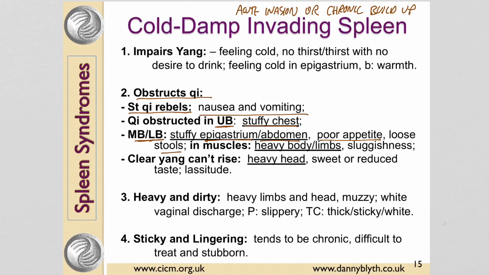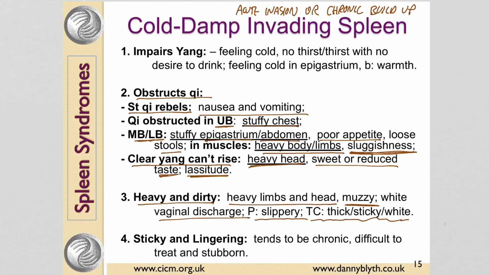And in the muscles, giving us heavy body and limbs, and sluggishness, which can describe our digestive system or general feeling of sluggishness. The clear yang can't rise up through the damp, so we get heavy head, and we get sweet or reduced taste, and lassitude again. This damp is heavy and dirty, so we get heavy limbs, heavy head, muzzy head, like a wrapped in towel head, and we can have a white vaginal discharge. Pulse is slippery, tongue coat is thick, sticky and white.